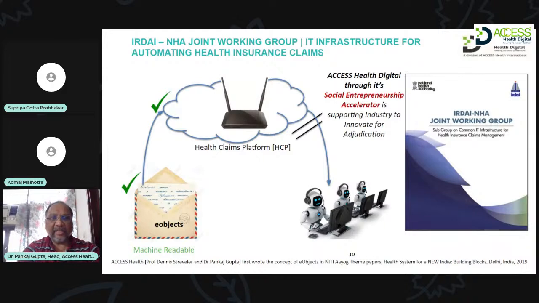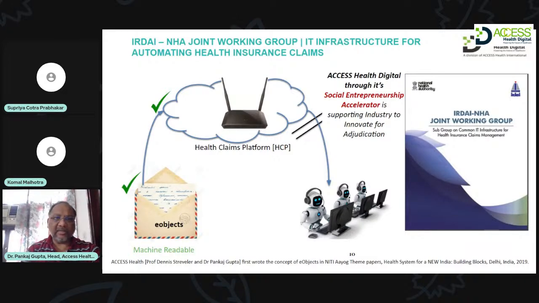These e-objects are very easy to store. They have a very small footprint, because they are converted into JSON technology, which has a very small footprint and is very easy to manage. Why I am stressing on this is because ultimately, when lots of data gets accumulated, you will have to build a longitudinal record of the patient. You will have to figure out what happened to the patient from a payer perspective as well as from the provider perspective. And then you need a document registry.